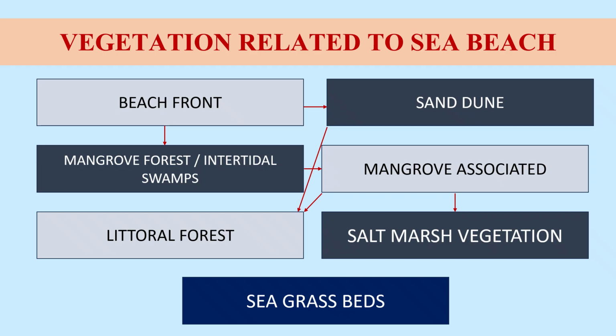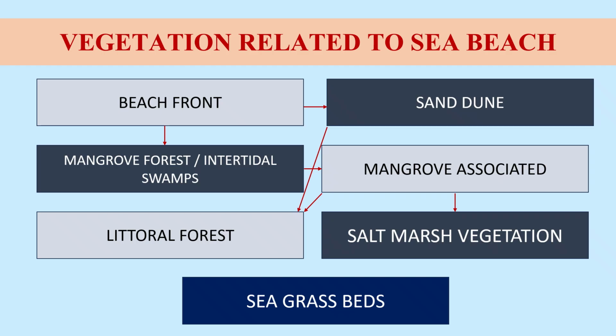Some of the species are very specific, and they are found only in beachfront sometimes, and those plants that are found in sand dune are very specific to the sand dune, that you will not find in the beachfront. So there are some limitations, and you will also find plants that are found in both the vegetation.